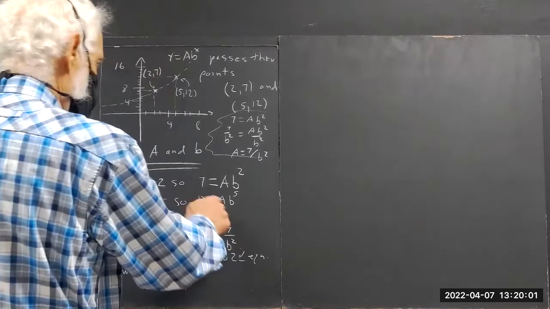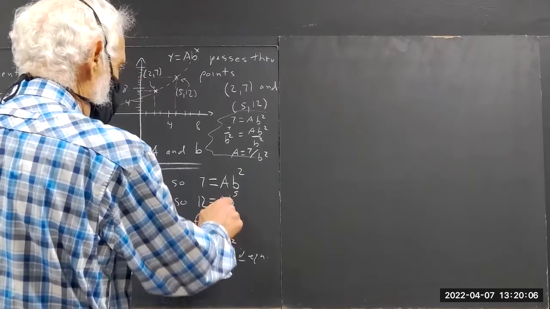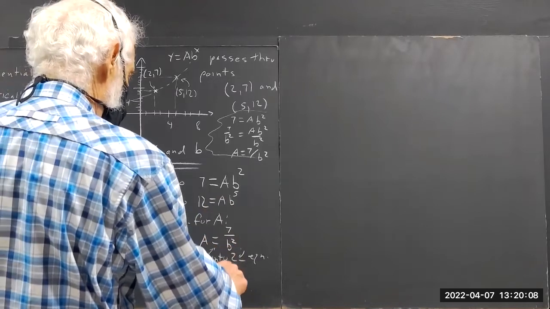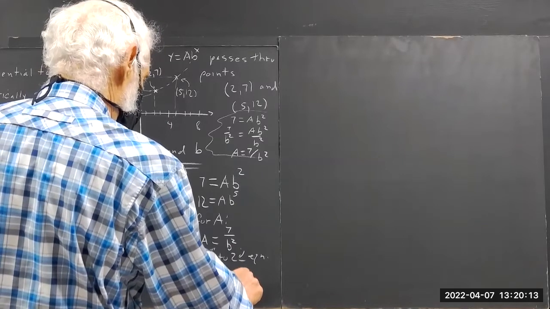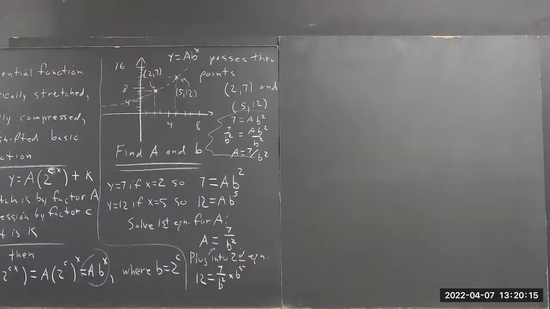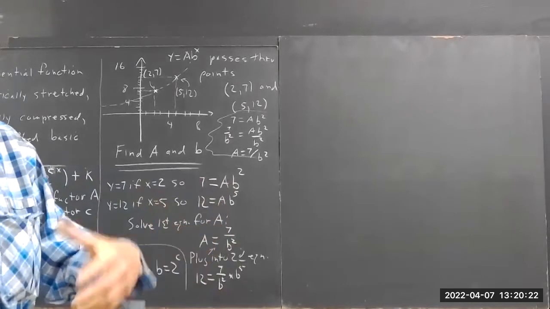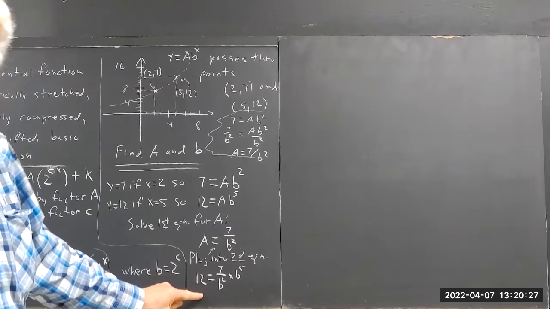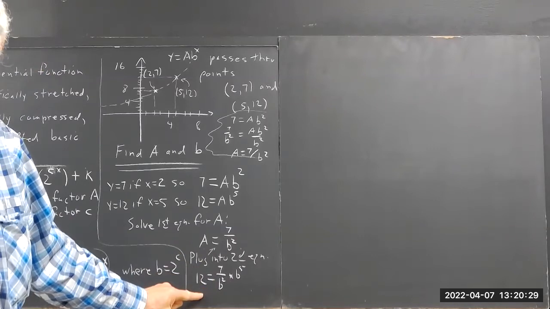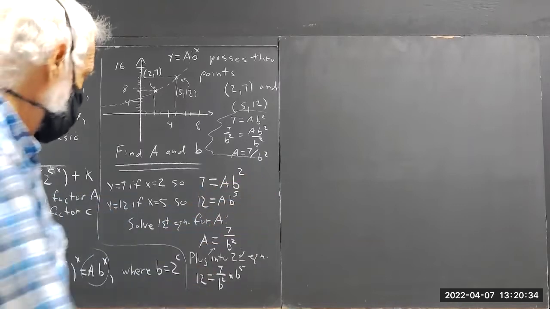You plug this into the second equation and you get 12 equals A, but now A is 7 over B squared times B to the fifth. Okay. Now notice what we've done. We started with two equations that both had two unknowns, A and B. Down here, we have an equation with one unknown, which is B, and it turns out it's really easy to solve for B. But we got to see the steps of the algebra.